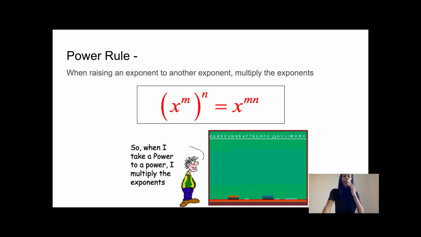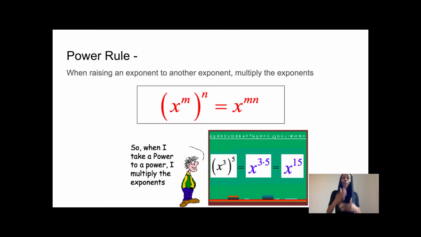Another example, let's say I have x to the power of 3 raised to the power of 5. I know that's going to give me x to the power of 3 times 5, which is ultimately x to the power of 15. Very simple. Anytime you see those exponents sitting right beside each other, multiply them.